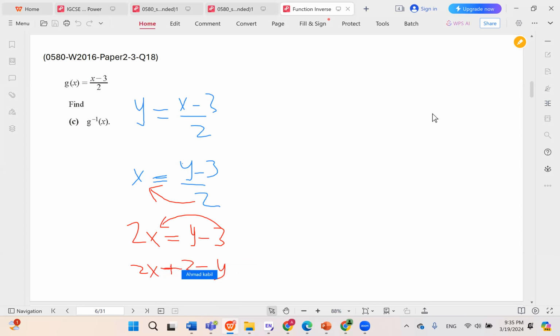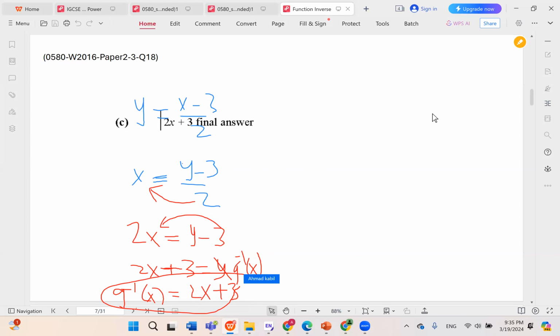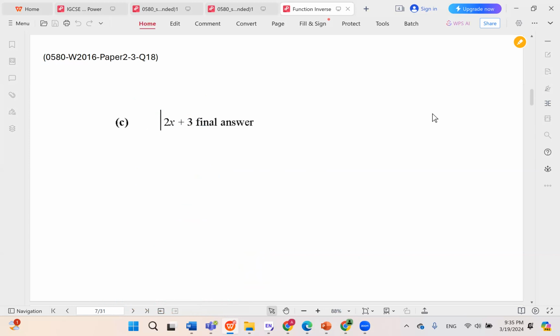And then we remove y and we write g inverse of x. So therefore, the final answer is g inverse of x equals 2x plus 3. This is here the final answer. 2x plus 3 is the correct answer.